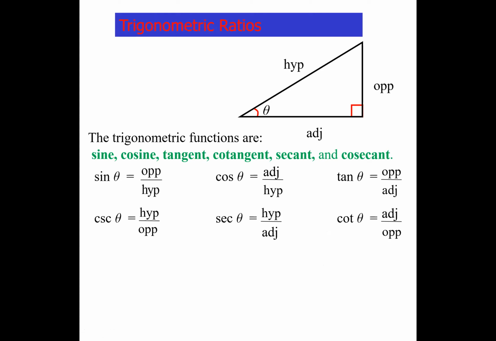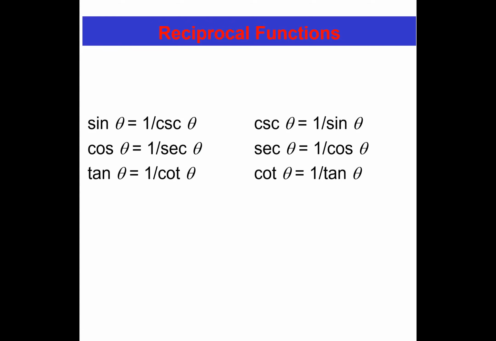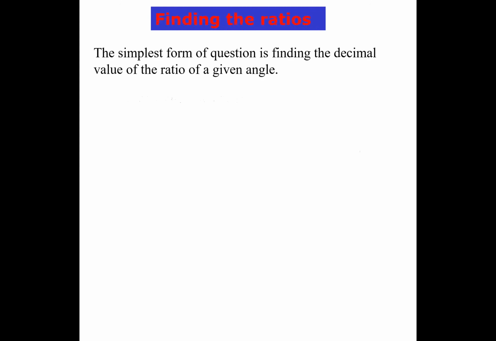Sine and cosec, cosine and sec, tan and cotan. These are the angles and the reciprocals. So sine equals 1 over cosec, cosine equals 1 over sec, tan equals 1 over cotan, and the others are reciprocals.